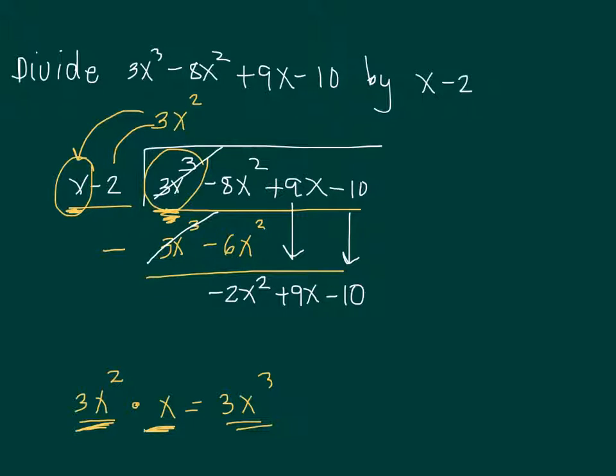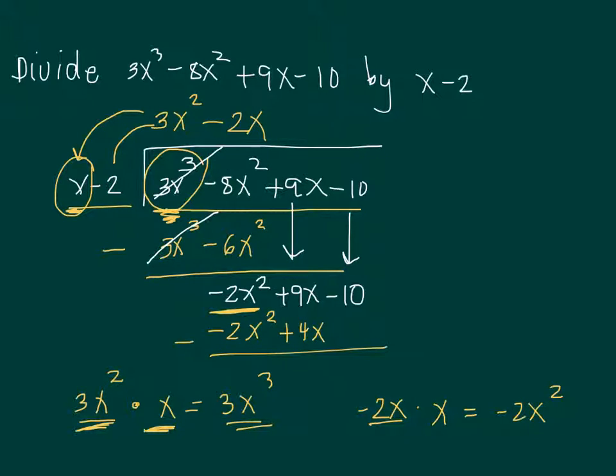And then all you have to do is to repeat the process. Okay, so you have to think of an expression to multiply to x so that you will get negative 2x squared. So something times x must be equal to negative 2x squared. And that means you need negative 2 times x. So that will be the second term of the quotient. Okay? And then you multiply that to the x minus 2, you get negative 2x squared, and then negative 2 times negative 2 is positive 4x. Again, you subtract. Okay?